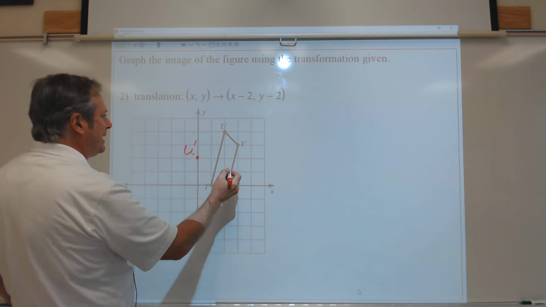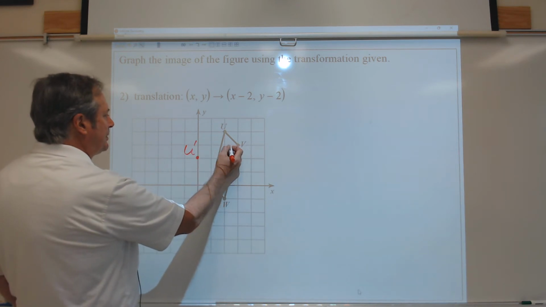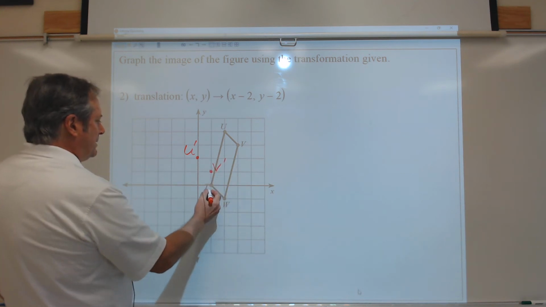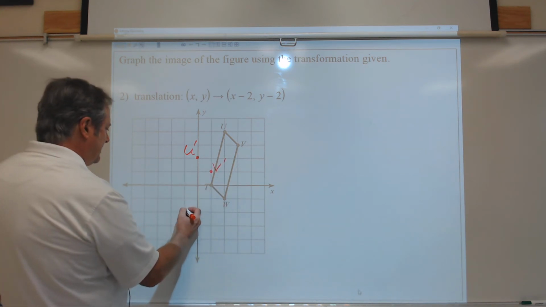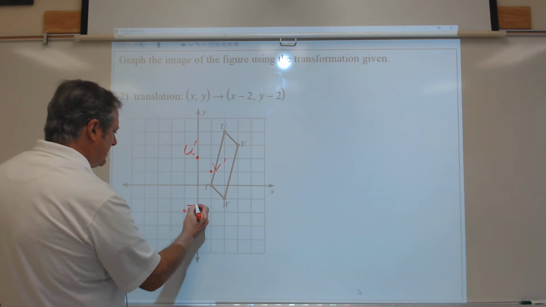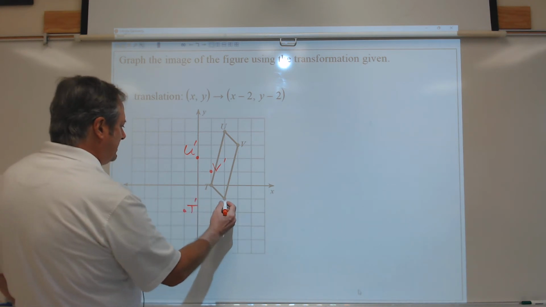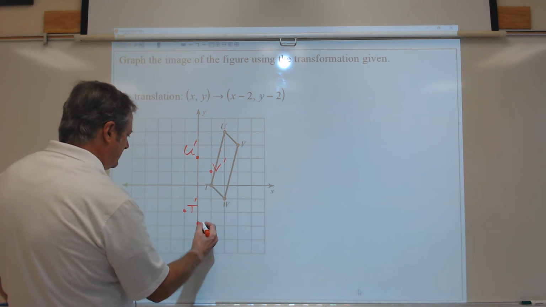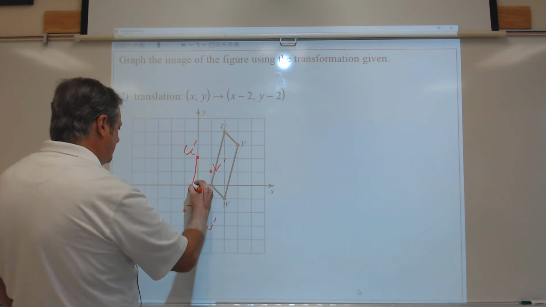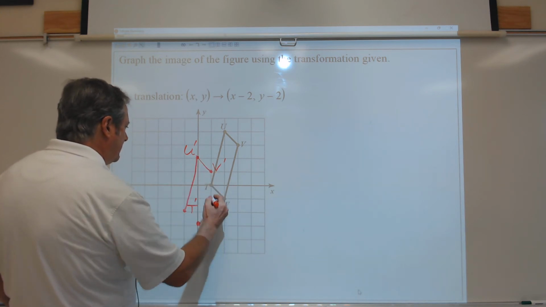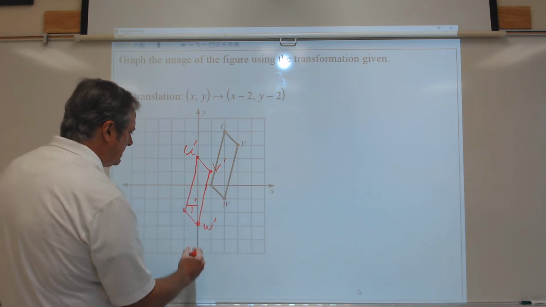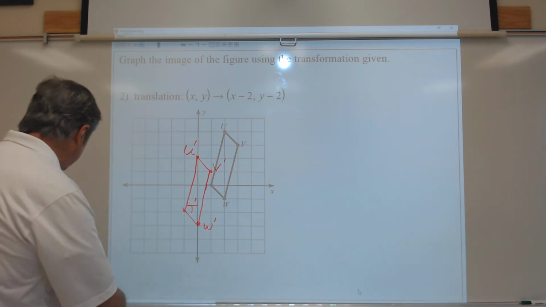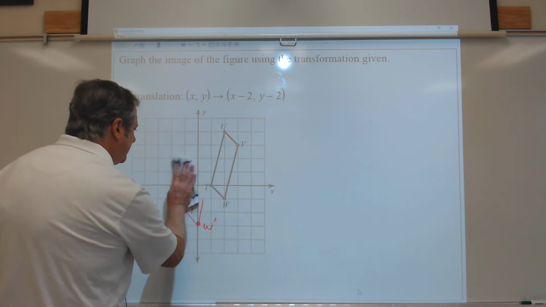So there's U prime. Here's V. To get to V prime, I go left 2, down 2. There's V prime. T, to get to T prime, left 2, down 2. There's T prime. And W, left 2, down 2. Whoops, didn't do that too well. W prime. And I join the vertices. All right, not too bad, is it? Let's keep on going.